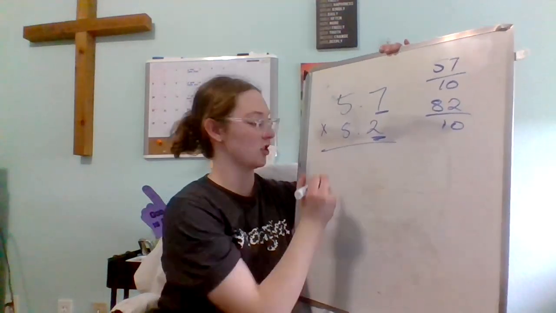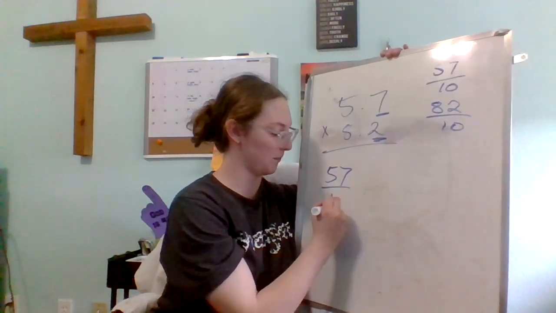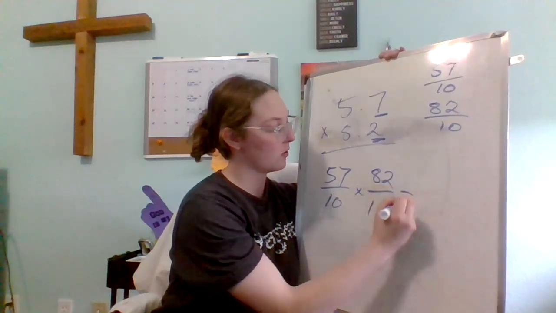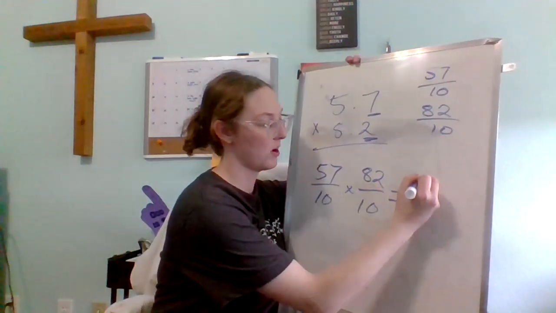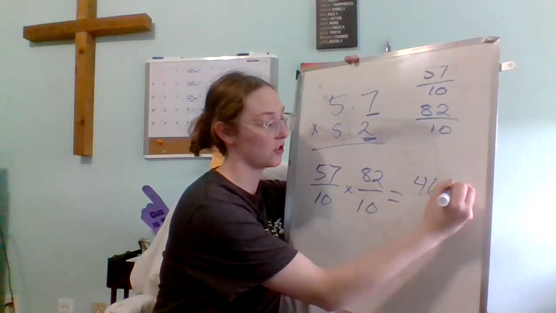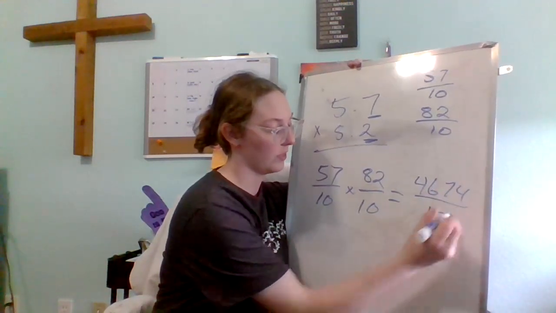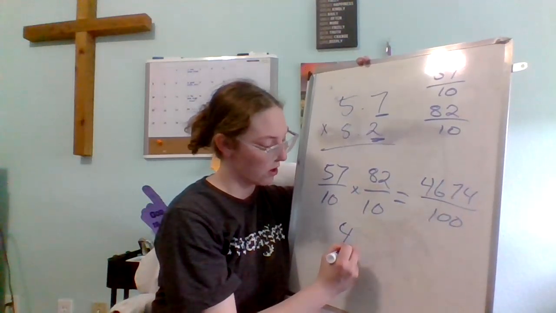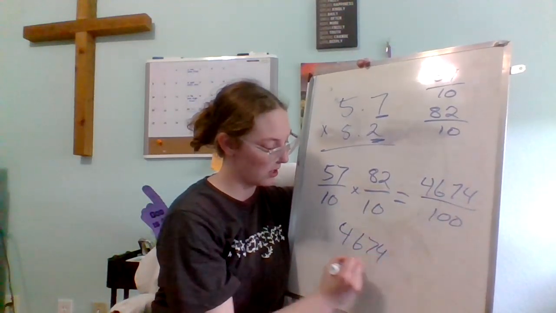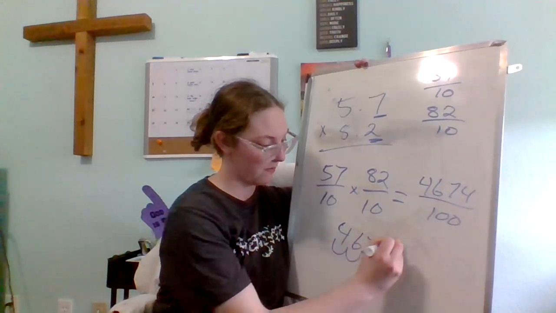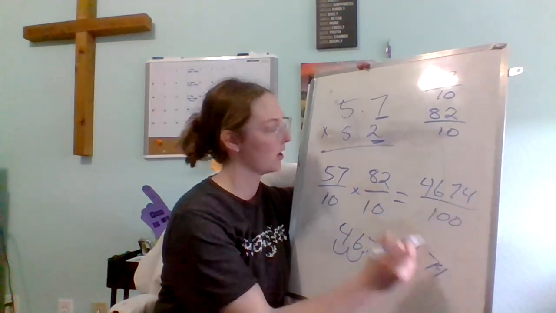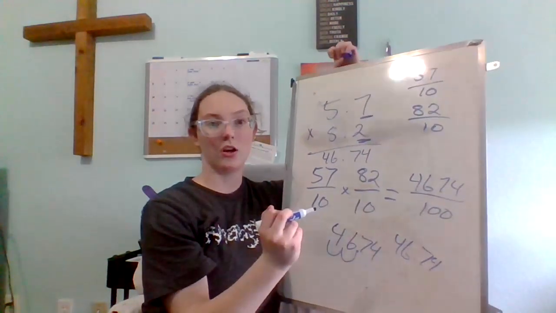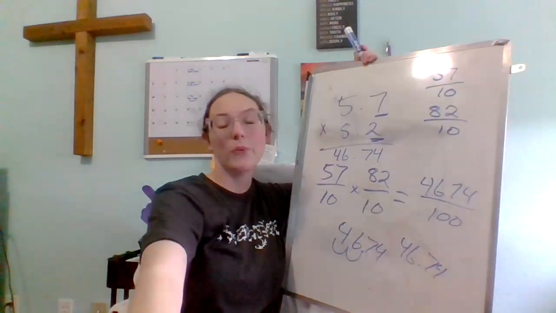Now you would multiply your fractions just like normal. So it would be 57 over 10 times 82 over 10, which equals 4,674 over 100, which would then mean that your decimal would be 4,674, and you would take it over 2 spots, which would make it 46.74. So 46.74 is our answer to our problem, which is our product.